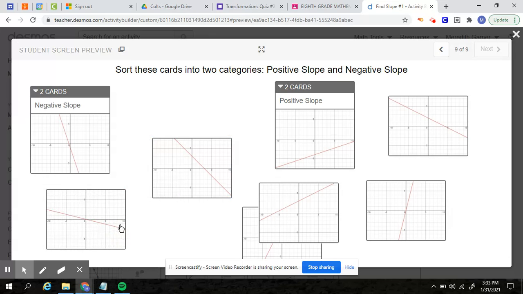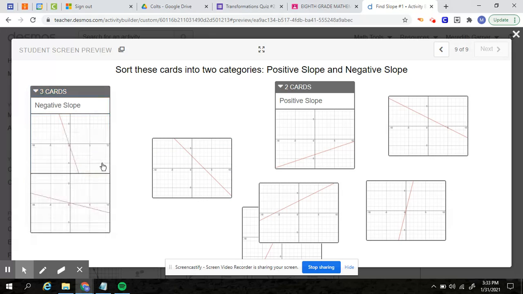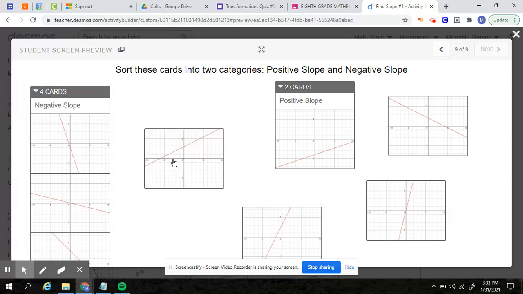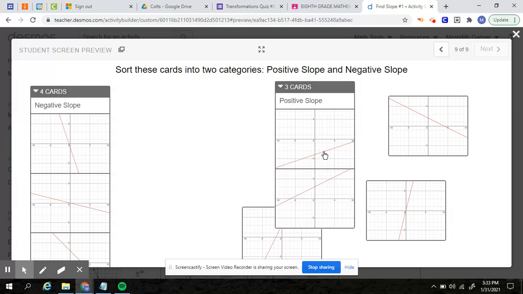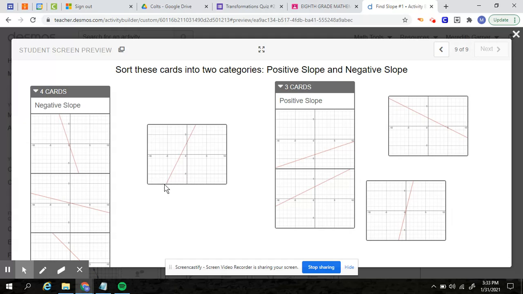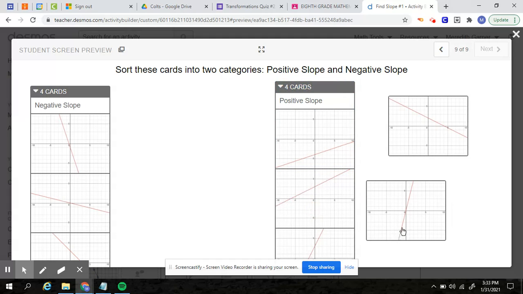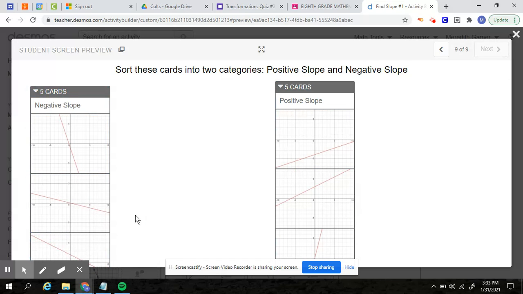Look at this graph here that I just drew. Left to right, it's going down, so negative. Same thing with this one, it's going down the page, negative slope. This one, from left to right, is going up the page, that's a positive slope. This one, it's the same thing, it's going up the page. This one's up the page, so that's positive slope. And then this last one, from left to right, it's going downhill. It's going down, so that is a negative slope.